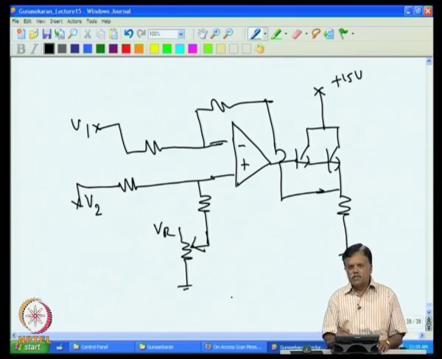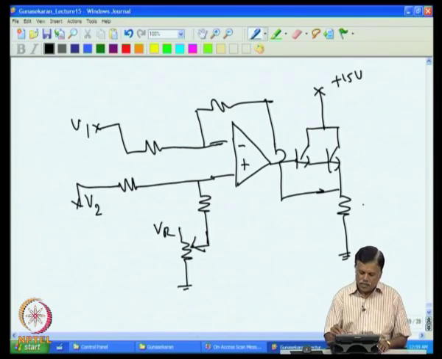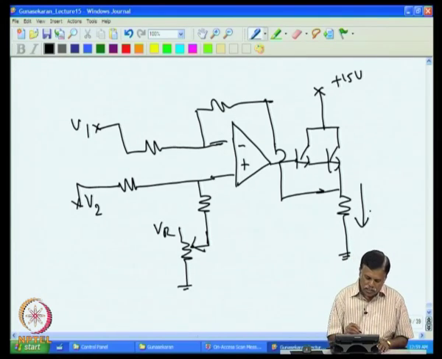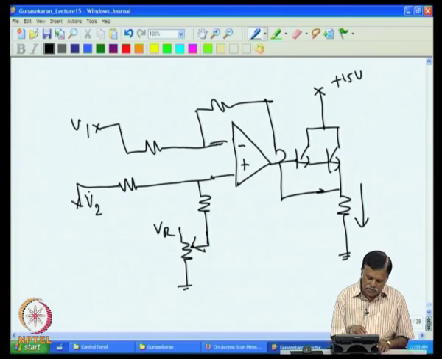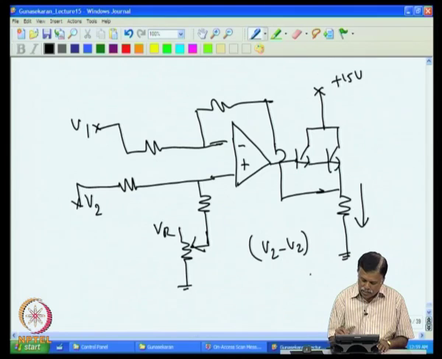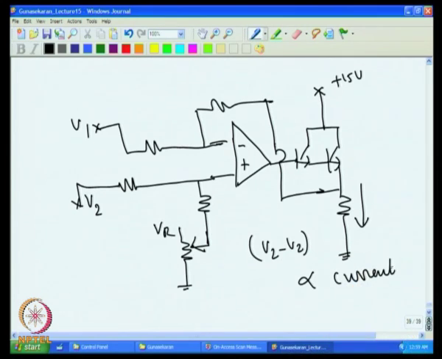Now, this gives you the current through this. It depends on the difference between V1 and V2. Say V2 minus V1, V2 minus V1 gives you the current. So, this can be used for a current transmitter.